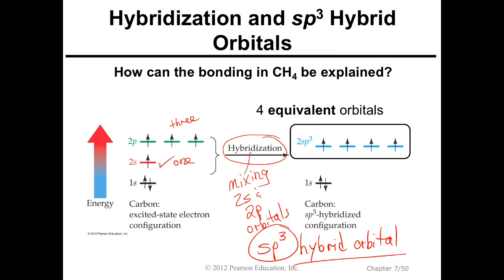The reason it does that is because now you have 4 equivalent orbitals, and the hydrogens can come and overlap very nicely with each of those 4 orbitals and form 4 equivalent bonds. So that's an sp3 hybridized configuration, and if something is sp3 hybridized, it will be tetrahedral, just like CH4.